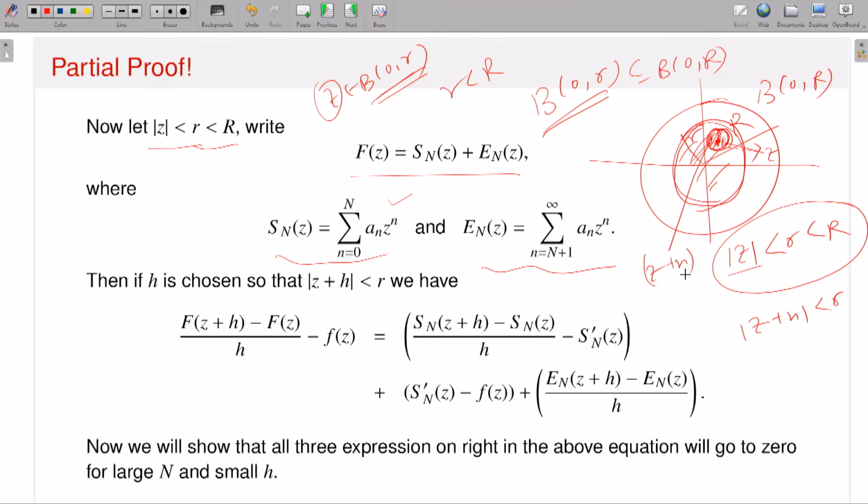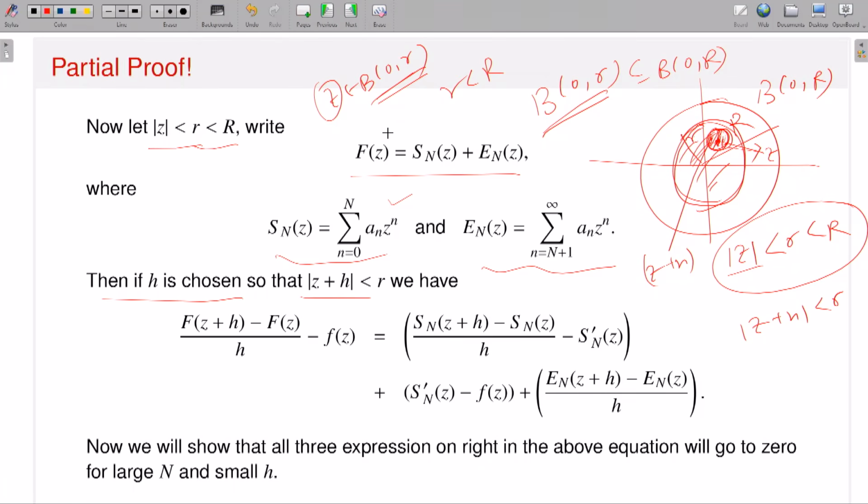So I am perturbing my z with a very little increment h, so that the modulus of z plus h is also strictly less than r. So I need it, and that's what I have written. If h is chosen in such a way that the modulus of z plus h is strictly less than r, and that is always possible, then I am going to calculate something.